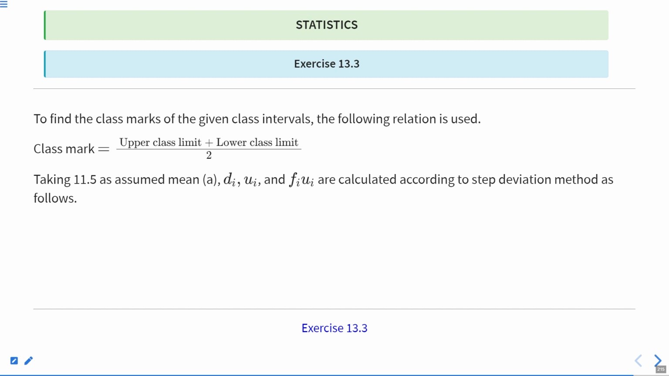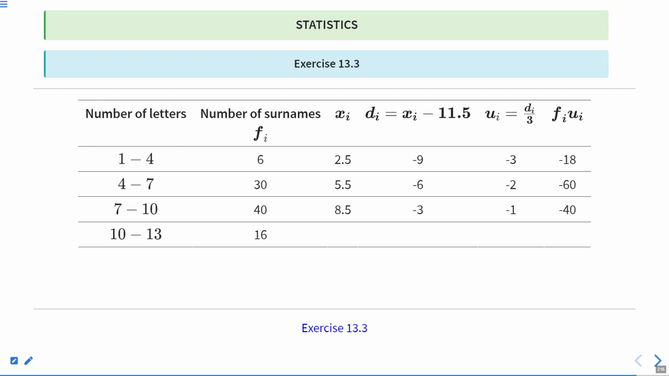And now to find the class marks of the given class intervals, the following relation is used. Class mark is equal to (upper class limit plus lower class limit) divided by 2. Okay, so now taking 11.5 as assumed mean a, di, ui and fi ui are calculated according to the step deviation method as follows. So they are calculated in this table. So here for this class, xi is 2.5, di is minus 9, ui is minus 3, and fi ui is minus 18. Okay, so you can easily calculate the value for this class.